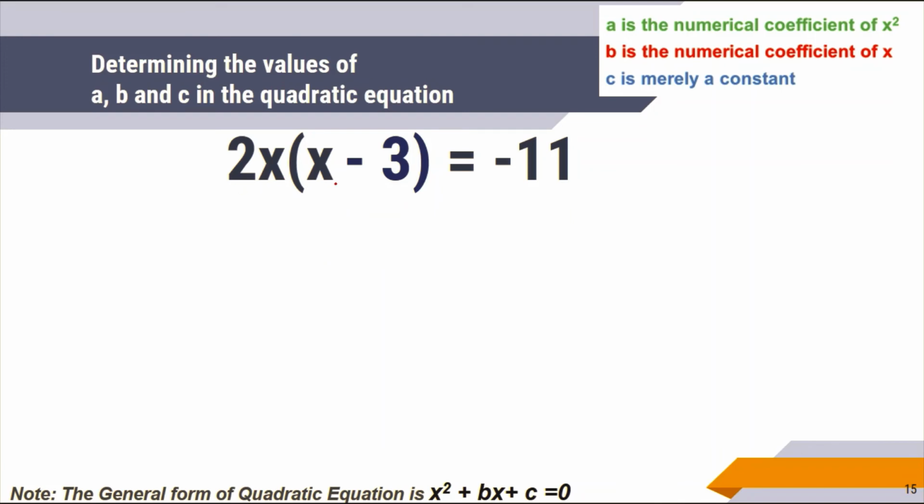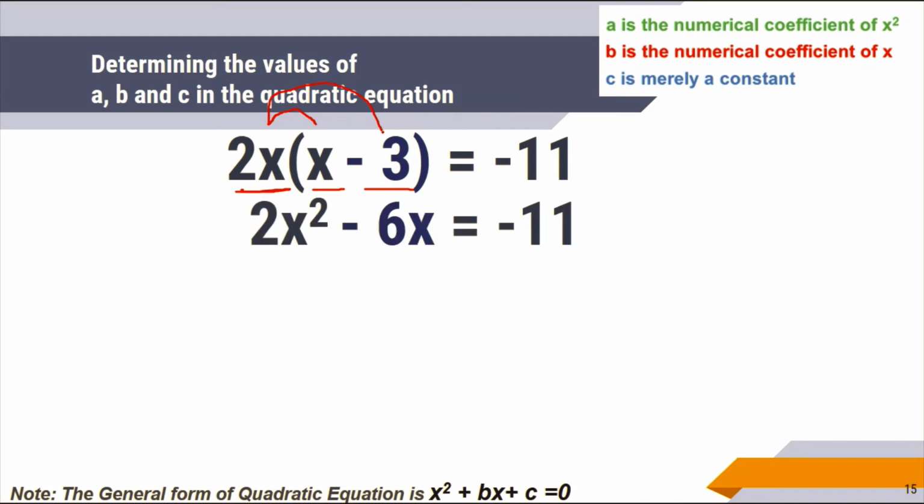So let us have this. Multiply 2x times the quantity of x minus 3 is equal to negative 11. At first sight, you may see that this equation is not quadratic. But this equation is not yet in simplified form. Okay? So, ang gagawin, i-distribute natin yung 2x doon sa mga terms na nasa loob ng open and close parentheses. And to do this, 2x times x, we have 2x squared. And then we have 2 times negative 3, we have negative 6x. And we will have this, 2x squared minus 6x is equal to negative 11.